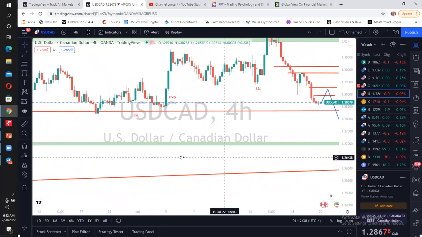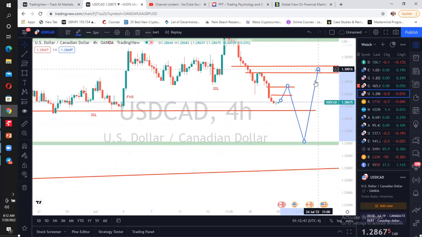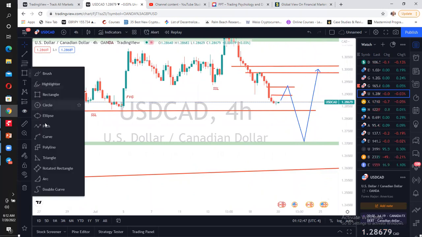So when this market comes to this zone here, I will expect something like a reversal, like a pullback to the upside. Then it will continue its movement to the downside.